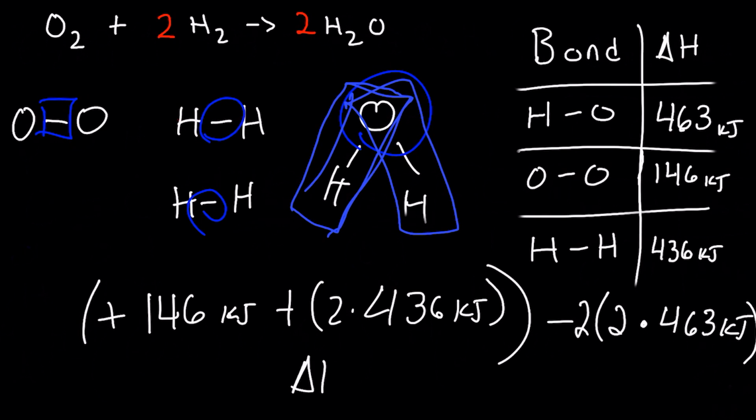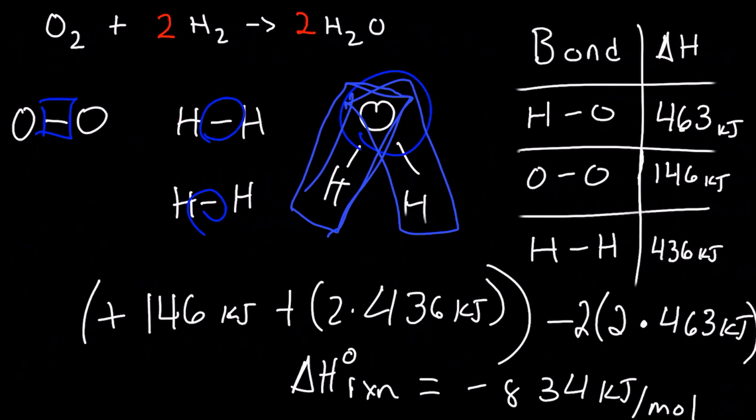So delta H reaction equals negative 834 kilojoules, and that's negative because the process is exothermic. And that's basically bond enthalpies for you guys.